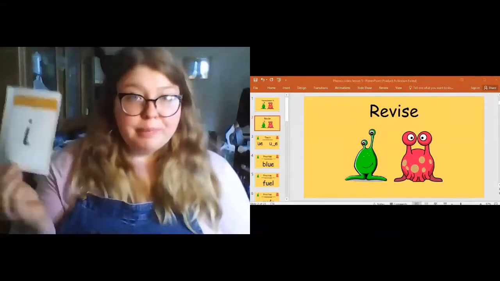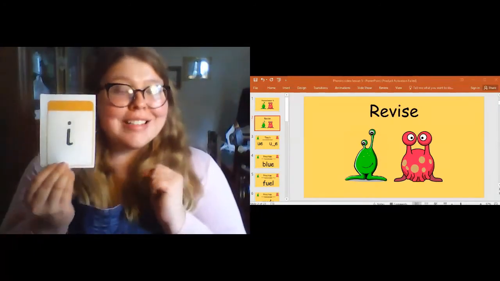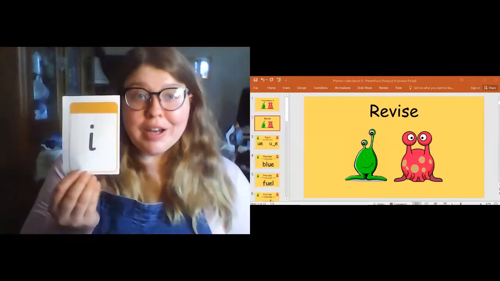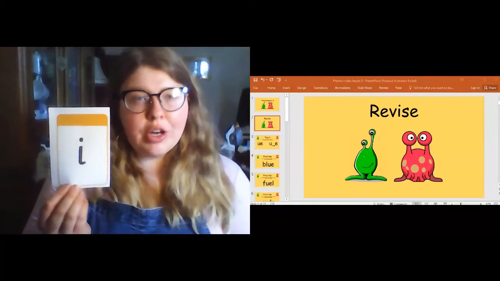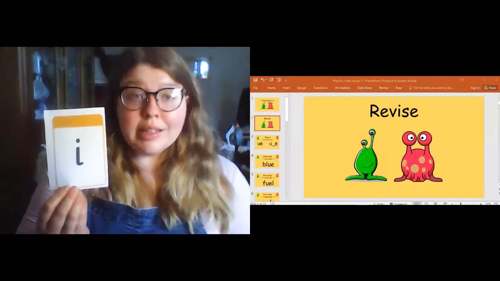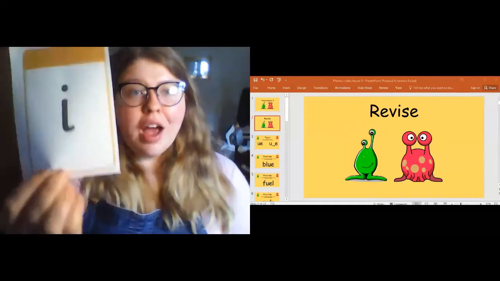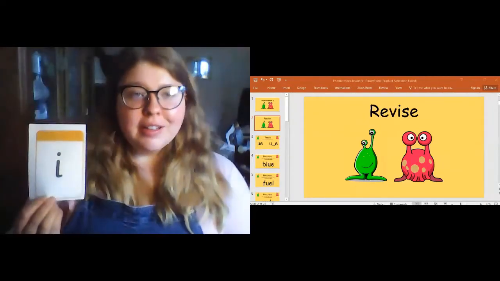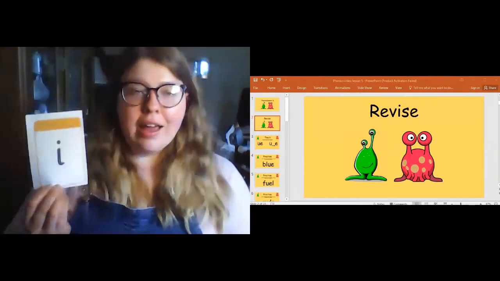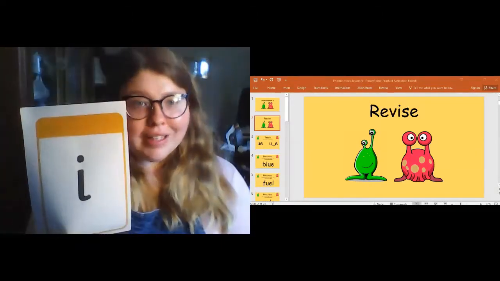Let's have a go at this one. What sounds does this one make? Because this one has 2 sounds for one grapheme. Have a go. What's its first sound? What's its alternative sound? You're right, it's i, but it also makes the sound i. Let's say that together. I as in pin, I as in find.